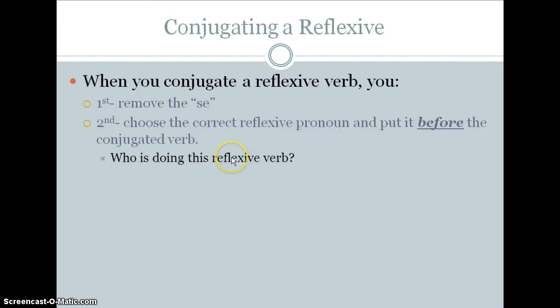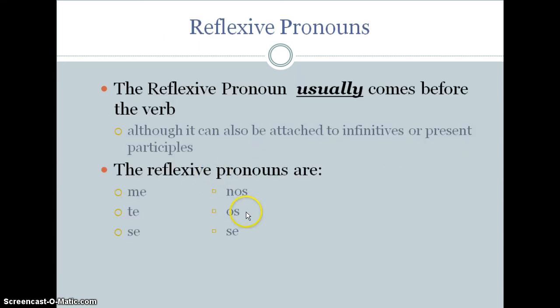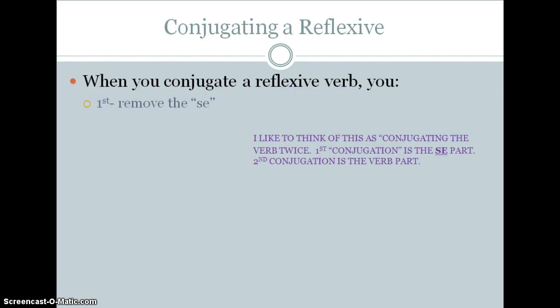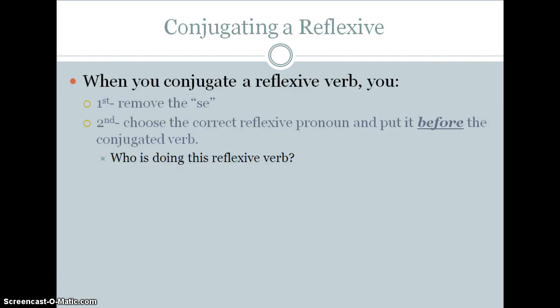The second thing I do is put the reflexive pronoun for who is doing the verb. So it's the same thing. If I say that I am washing my face, who's doing it? I am. So it's going to be me. Okay, so I'm going to change that se that I split off of acostarse, and I'm changing it to me because it's in the yo form. Then I conjugate the rest of the verb after that.